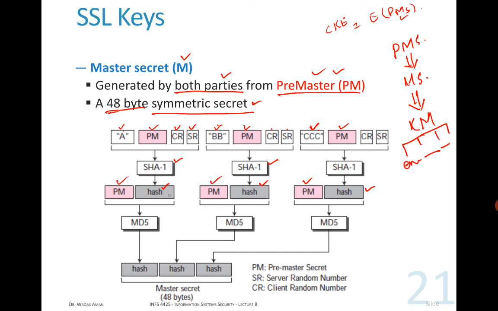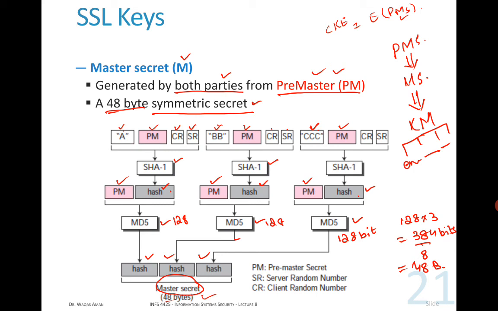So with these calculated hashes, you again append the pre-master secret to all of these 3, and again take the digest of it, but this time using the MD5 algorithm. This is a 128-bit output, this is 128-bit output, and this one is also 128-bit output. Then these 3 hashes are combined to get the master secret, which is 48 bytes. 128 times 3 is 384 bits. If you divide it by 8, you will get 48 bytes. So this is how the master secret is generated from the PMS by both the parties.